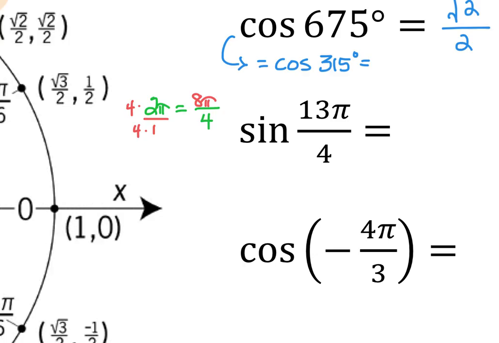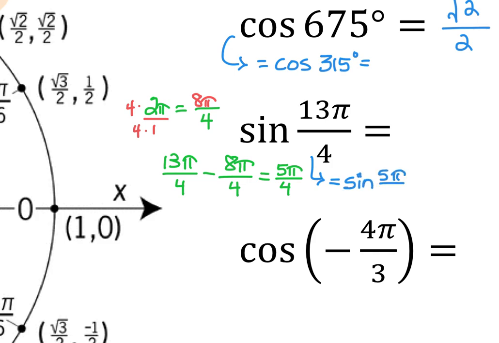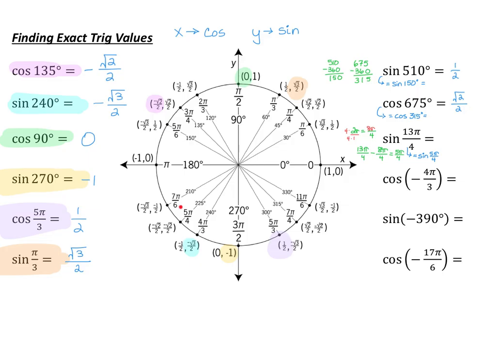And so then you would subtract 13 pi over 4 minus 8 pi over 4 to get 5 pi over 4. And so sine of 13 pi over 4 should equal the same thing as sine of 5 pi over 4. Five pi over 4 is right here in the third quadrant. Sine is your y values, and so the answer here would be negative radical 2 over 2.